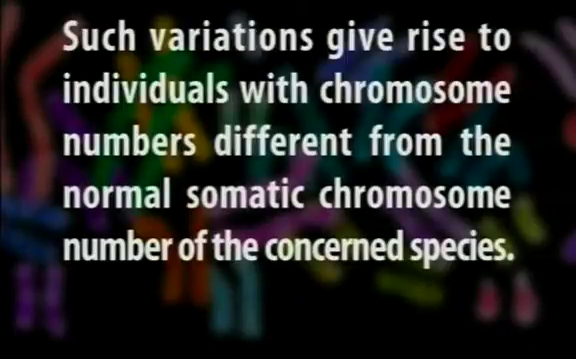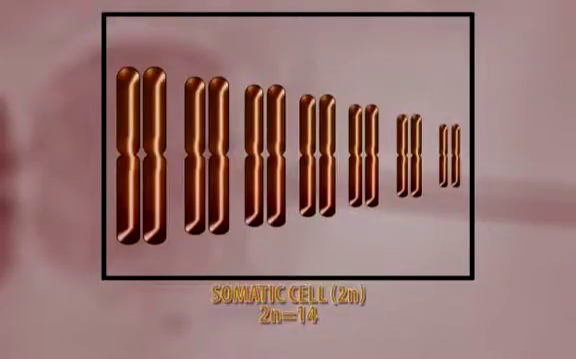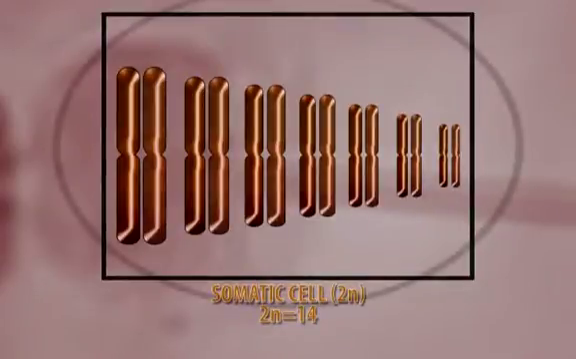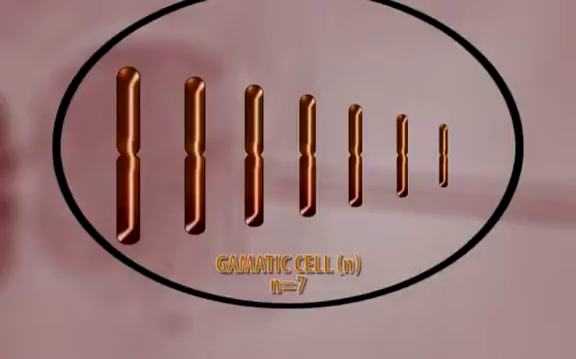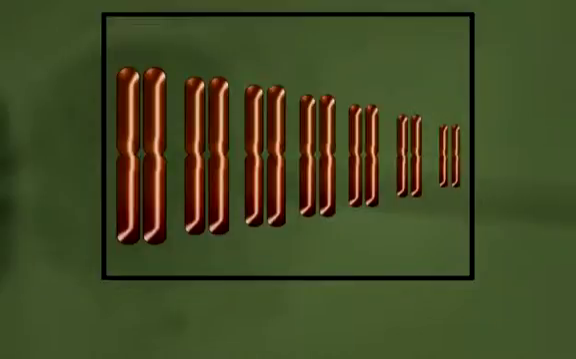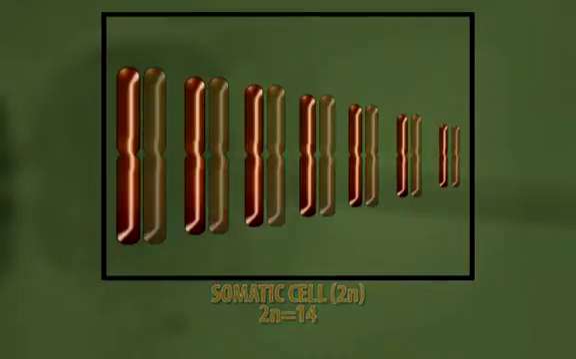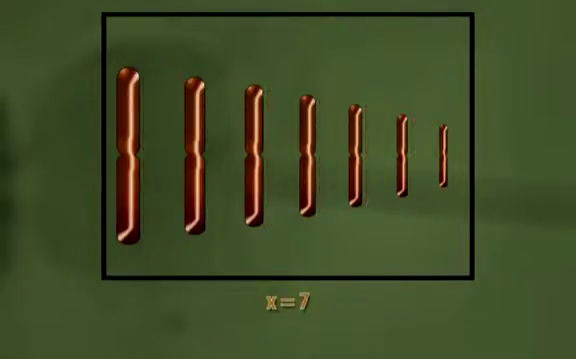You must remember here that the somatic chromosome number of a species is designated by 2n in diploids as well as in polyploids, whereas the gametic chromosome number of a species is designated by n, where n means half of the somatic chromosome number, whereas the basic chromosome number of a species is designated by x. x means one complete genome set or chromosome set.